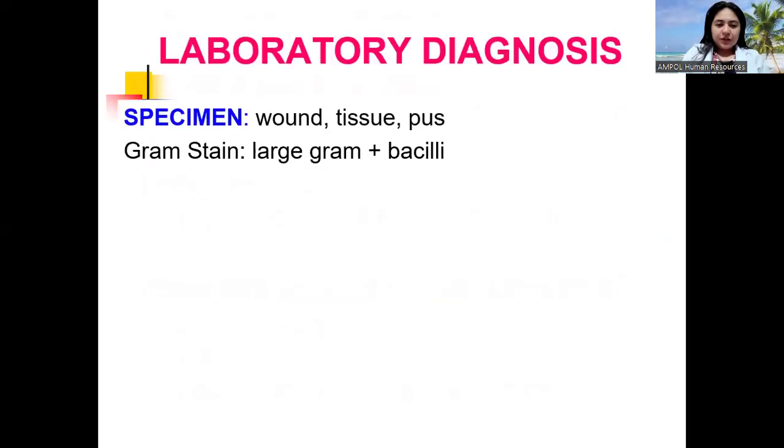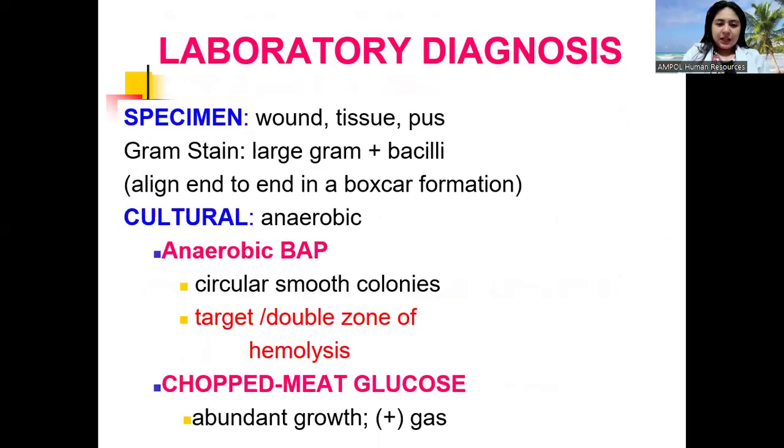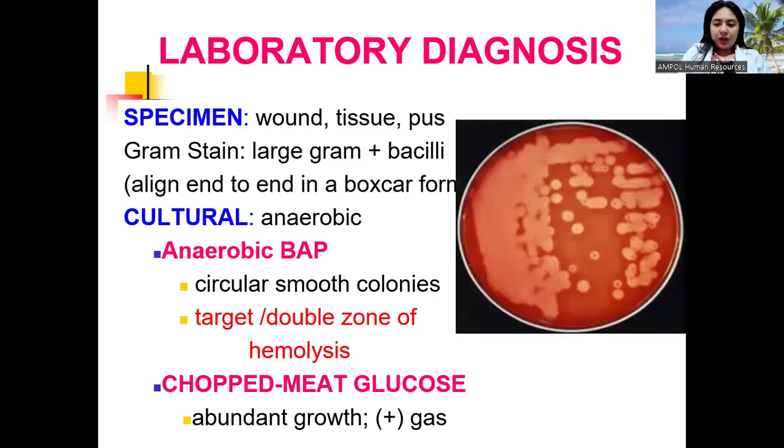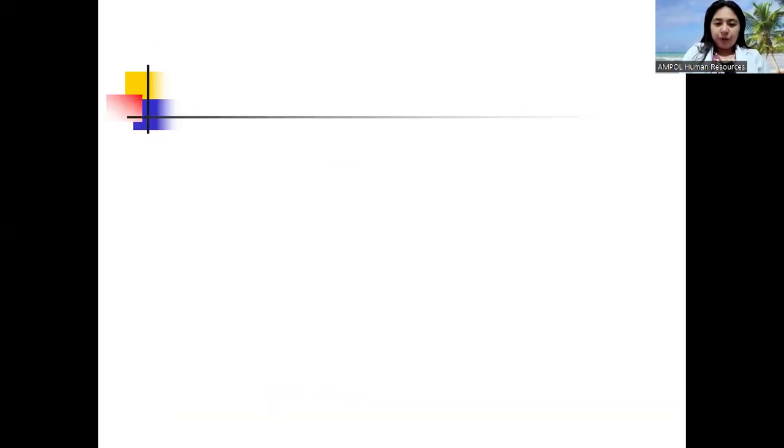So, laboratory diagnosis, again, specimens. Ayan, culture anaerobic on BAP. Clostridium perfringens sa BAP, guys, it causes double zone of hemolytic pattern. Ayan. Chopped meat glucose, abundant growth, positive o gas. Kani siya, guys, mura siya target, mura siya double zone of hemolytic pattern. Outside beta, inside kay alpha hemolysis. Alpha hemolysis inside, outside kay beta hemolytic. Ayan, target zone. Double zone of hemolytic pattern.